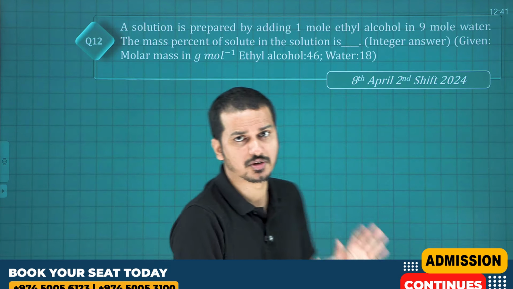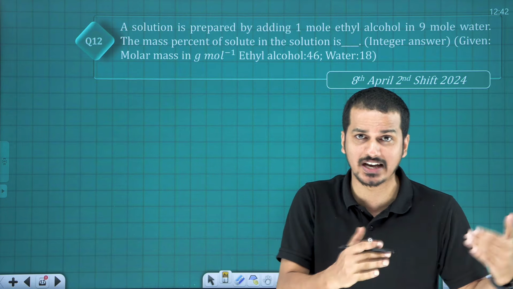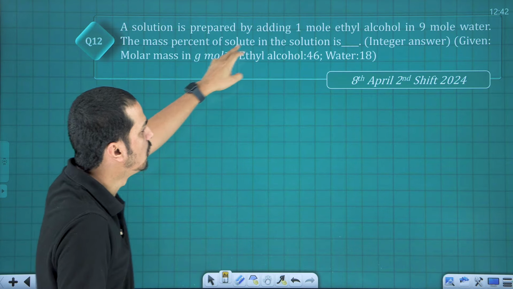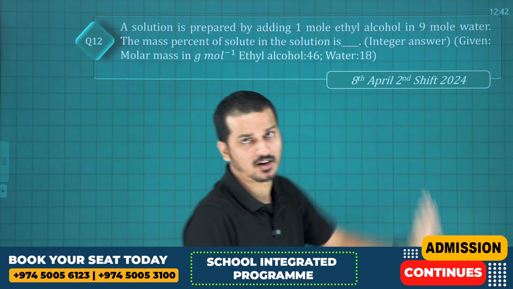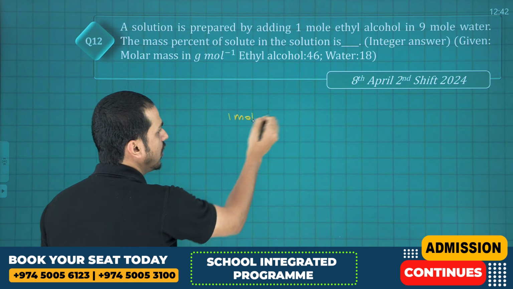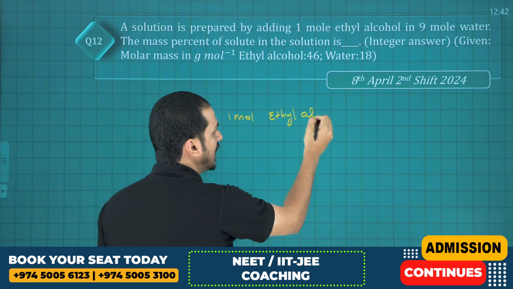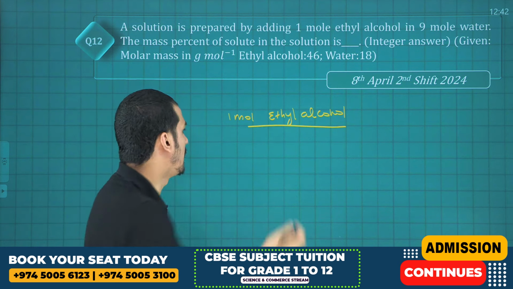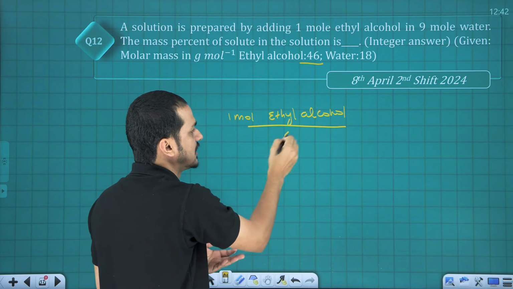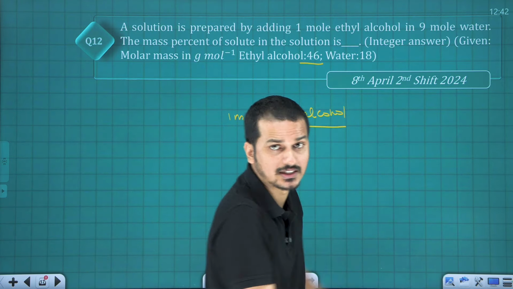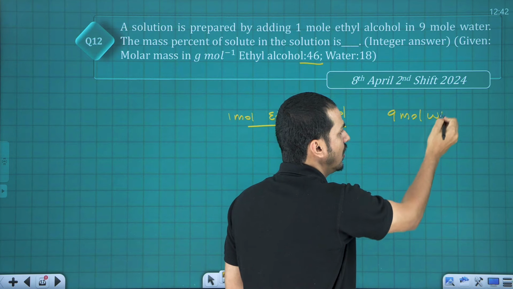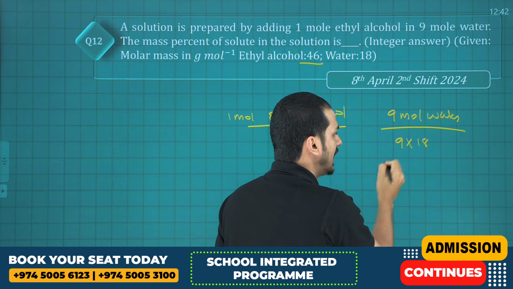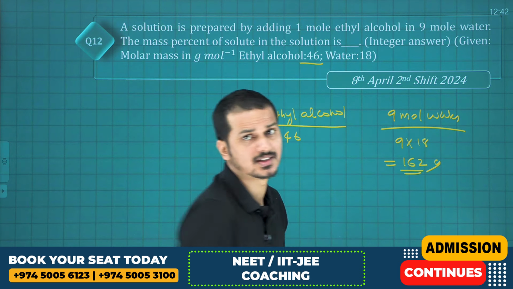12th one. From here onwards, we are going to do the integer type questions from this chapter. They were already asked in the previous year. Are you ready? So see, here a solution is prepared by adding 1 mole ethyl alcohol in 9 mole water. 1 mole ethyl alcohol means the mass is its molar mass, which is 46. And 9 mole water means, 1 mole water is 18, so 9 into 18, which is 162 gram. Am I correct?